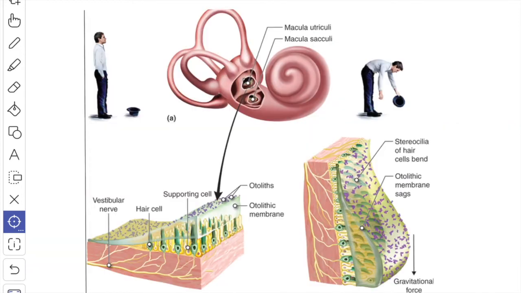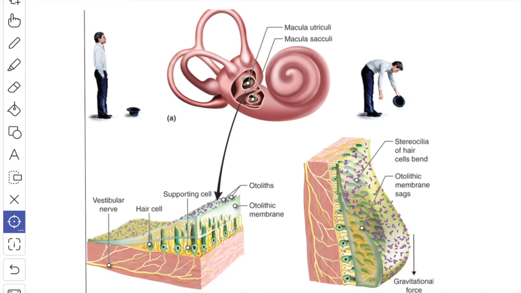Next we'll see about the functions of the saccule and the utricle. When the otolithic membrane with the calcium crystals faces downward by the movement of the head, it exerts a gravitational pull on the sensitive hair cells and gives the information of the position of the head with respect to the body. The saccule is stimulated during the lateral tilting of the head on the same side. The utricle is stimulated when the head is bent either forward or backward.